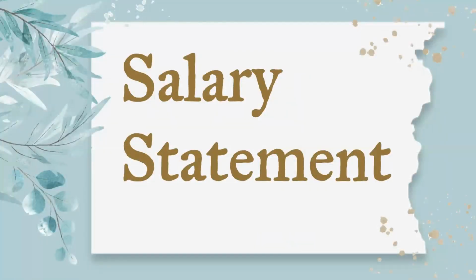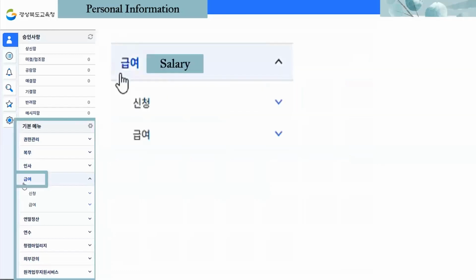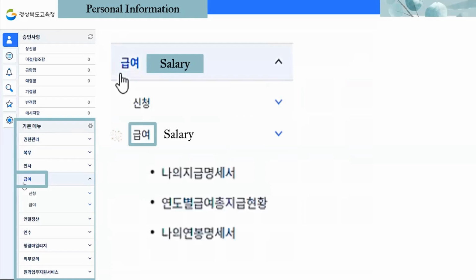Instead of having to request your monthly salary statement from the administration office via your co-teacher or the school messenger, you can easily view it on NEIS. From the main page, click Salary. A drop-down menu will appear with two options. Click Option 2, Salary. Another drop-down menu will open. Here, click the first option, My Salary Statement.